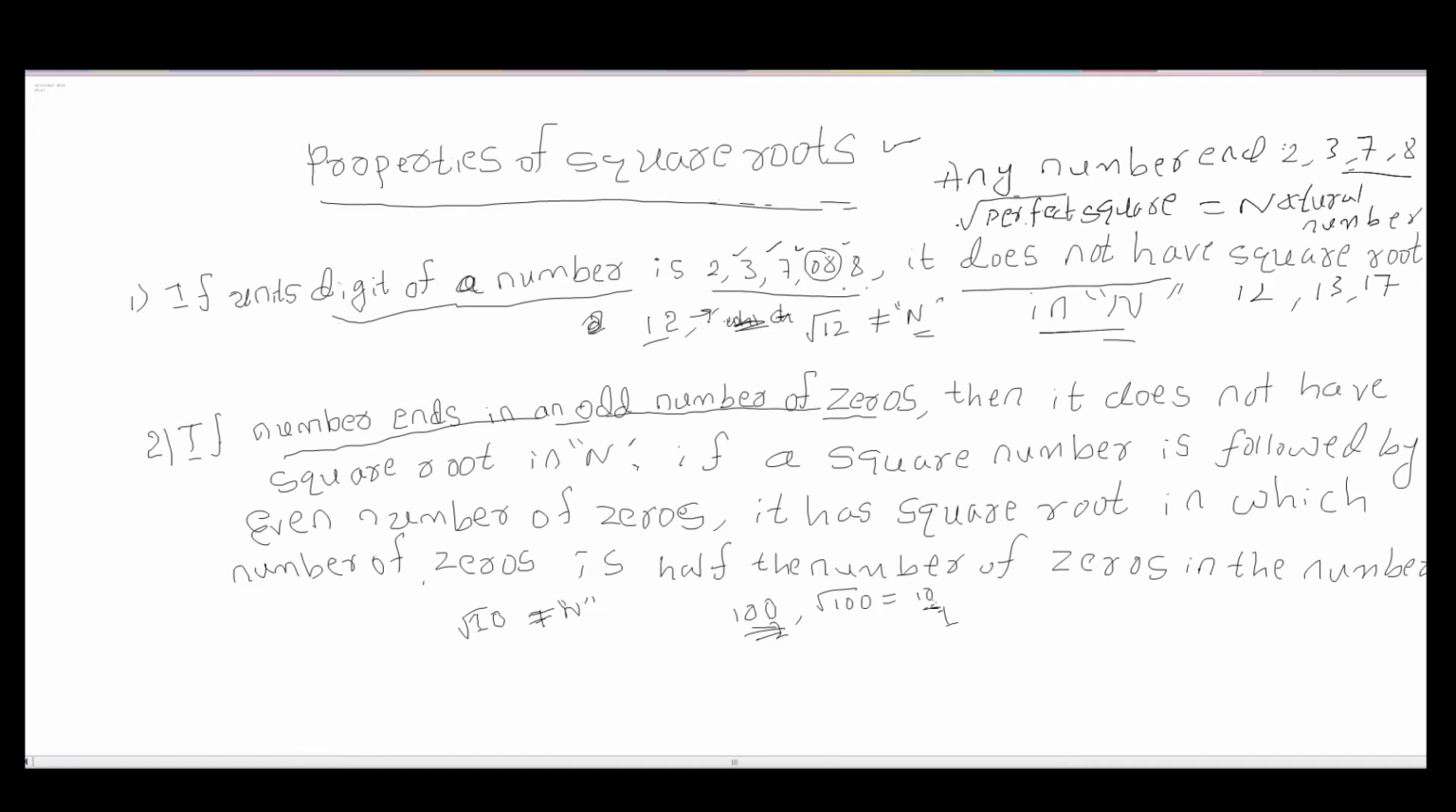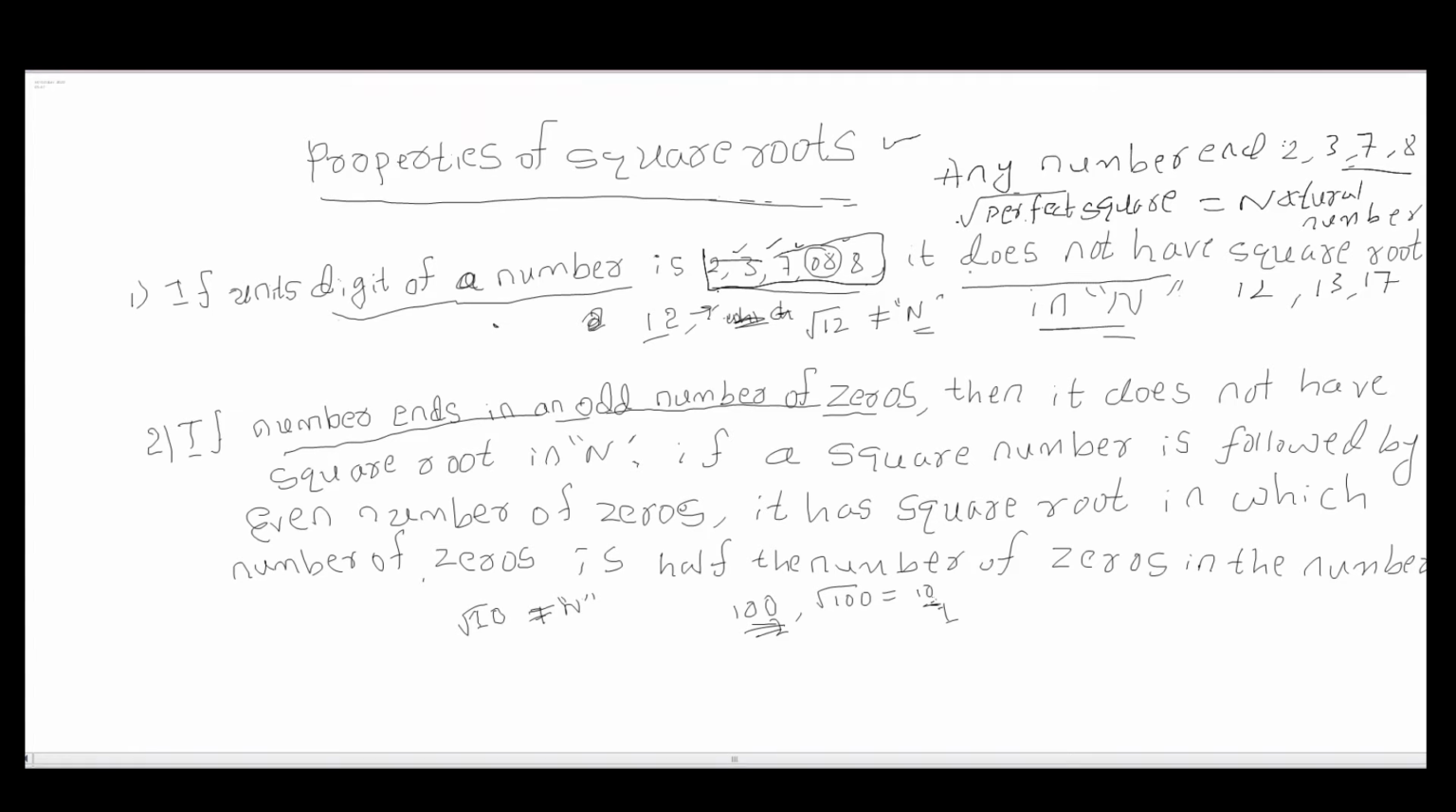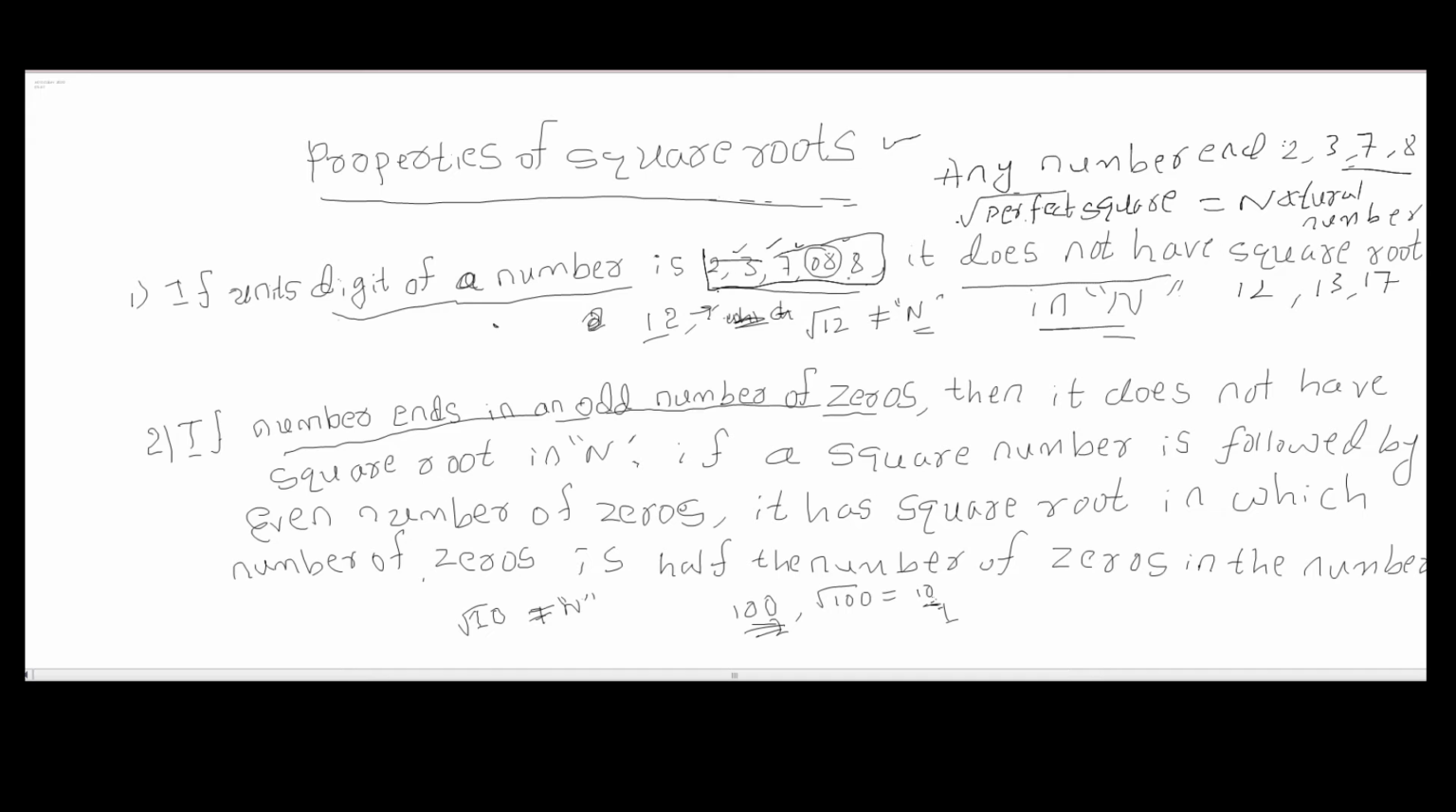Therefore, a number ending with 2, 3, 7, 8 is never a perfect square, which means its square root is never a natural number. This is the meaning of the unit digit of a number being 2, 3, 7, or 8: it does not have a square root in natural numbers. Okay, next property.